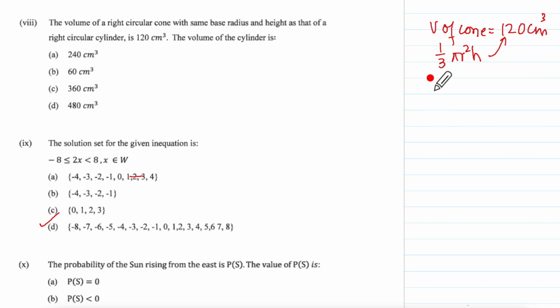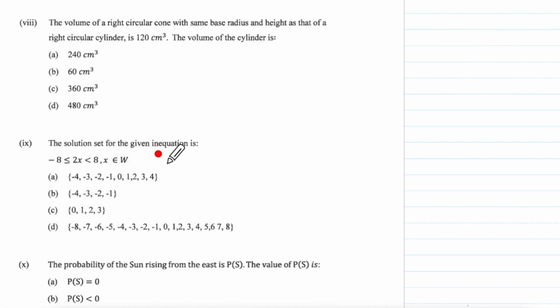The right circular cylinder, the volume of the cylinder is going to be pi r square h. So if 1/3 pi r square h is this, then pi r square h is going to be 3 multiplied by this, that means 360 centimeter cube. So that becomes the volume of our cylinder. So the answer is this, and you know how to write the answer. Let us come to the 9th one.